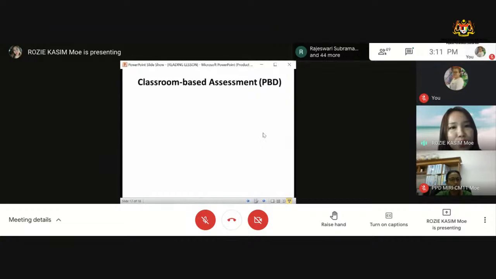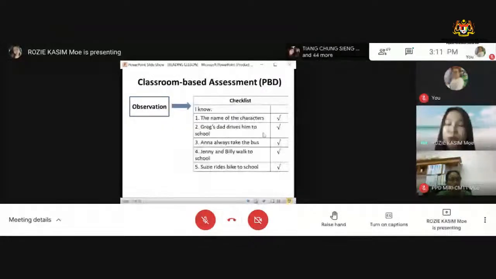Now I will show classroom-based assessment. It is a sample of how to assess the pupils. First one is, of course, observation, where we observe the pupils. And here, to help me and also to help you, you can create a checklist for pupils. The name of the characters: if they know the name of the characters, you put a tick.